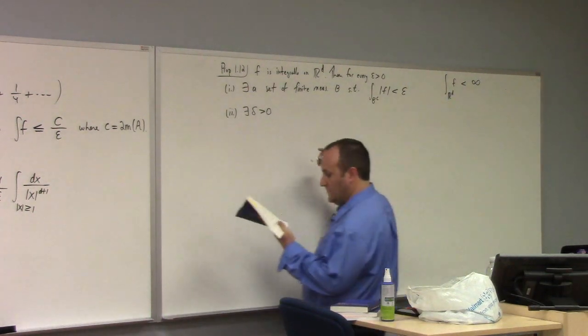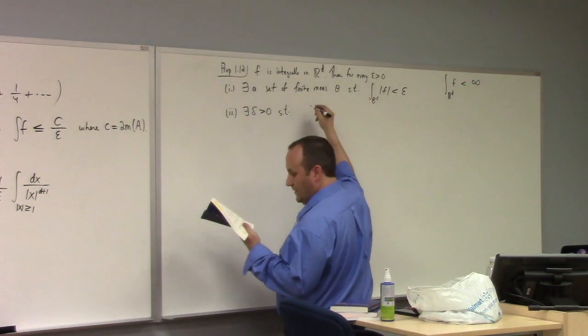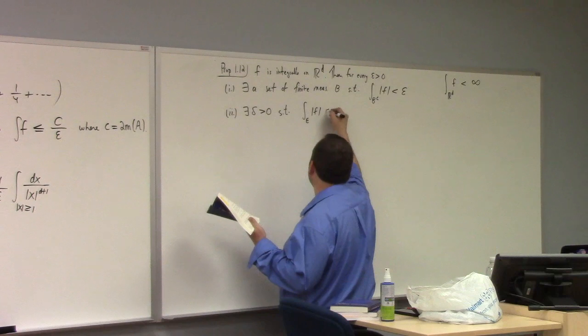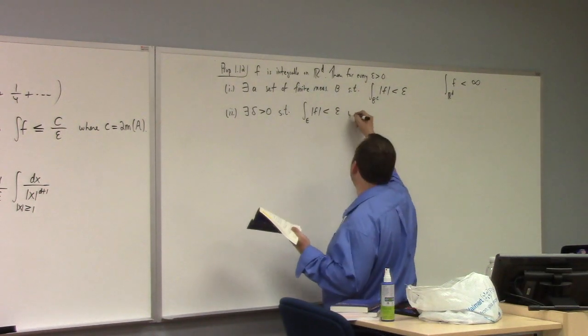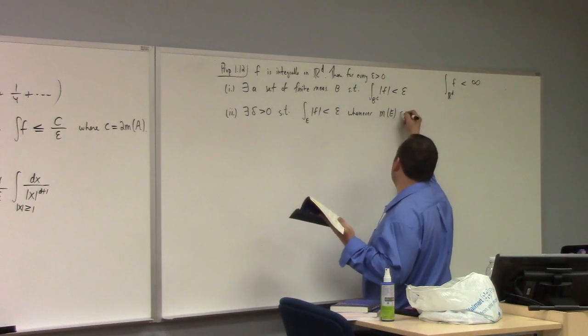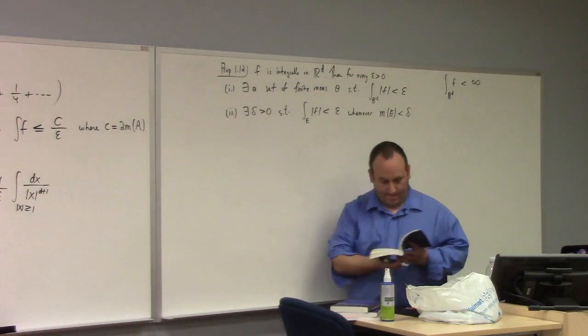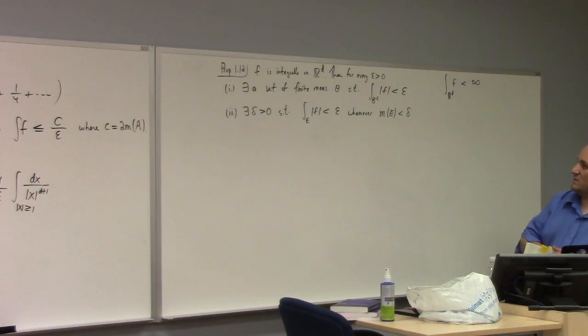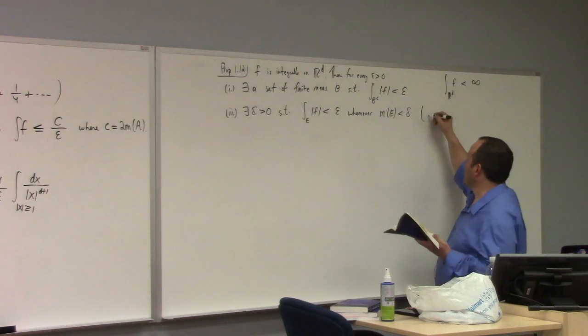And there is a delta greater than 0 such that the integral over E of the absolute value of f is less than epsilon whenever the measure of E is less than delta. That says if you look at integration over sets of a certain size, they can't be that big. Actually, he says this last condition is known as absolute continuity. All right, so this second one is known as absolute continuity.